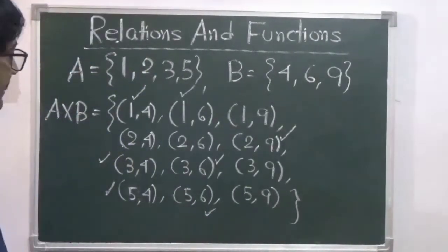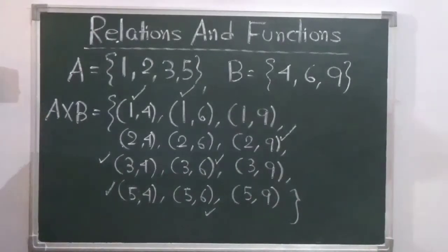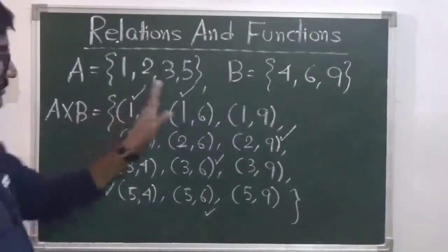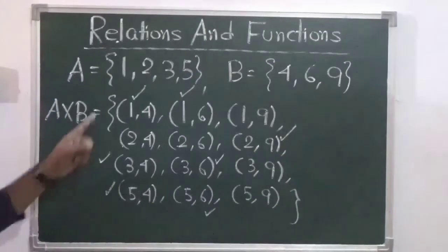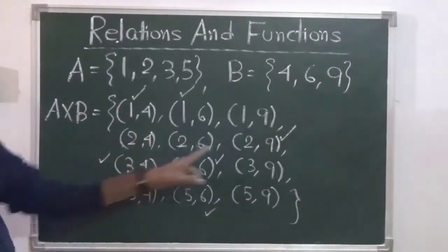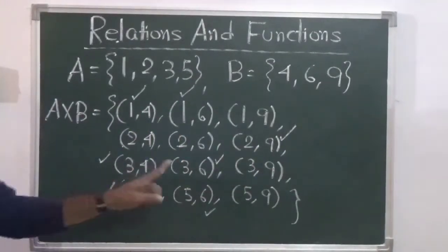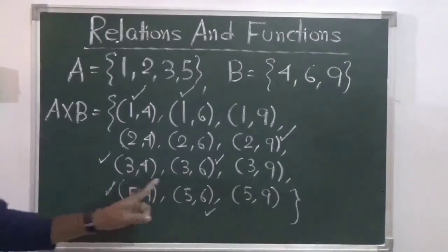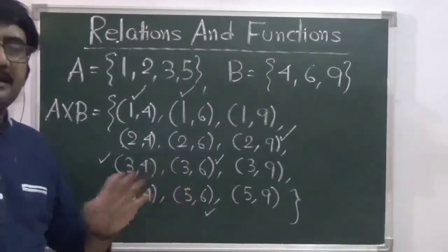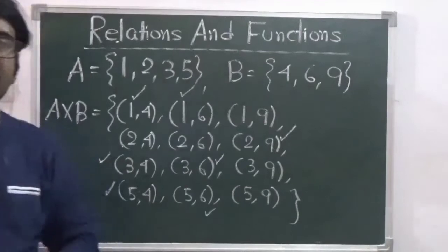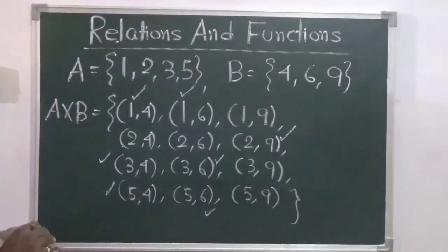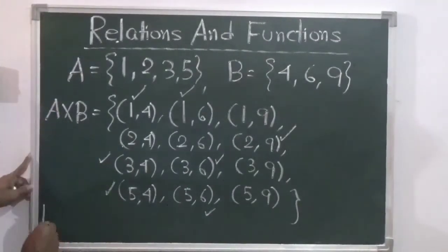So let us write the relation. The relation will consist of all those ordered pairs which are marked ticked. We have marked here: (1,4), (1,6), (2,9), (3,4), (3,6), (5,4) and (5,6) are the elements of the relation R. So R will have all these elements.